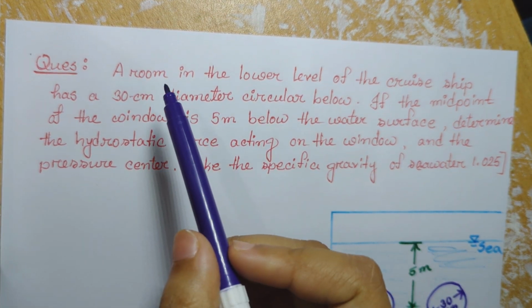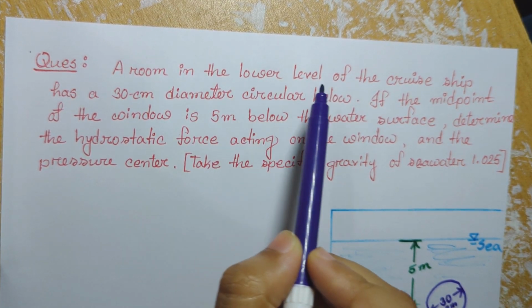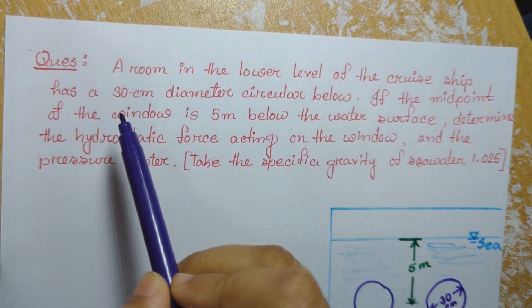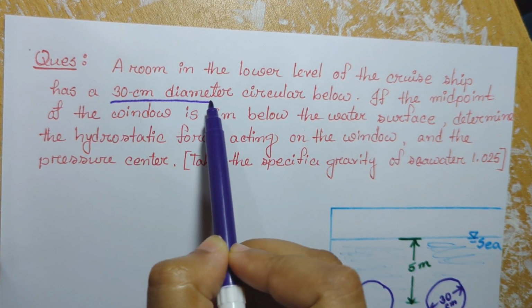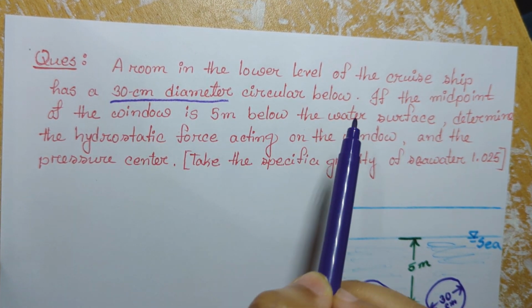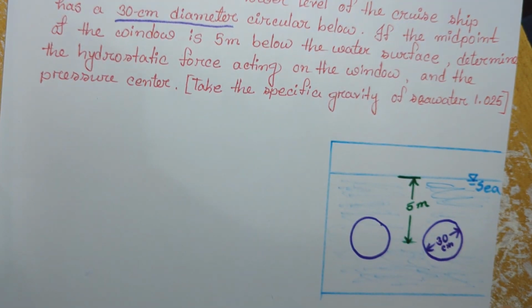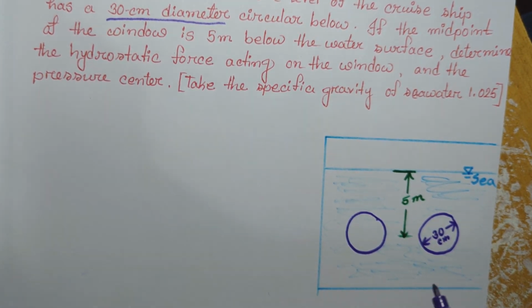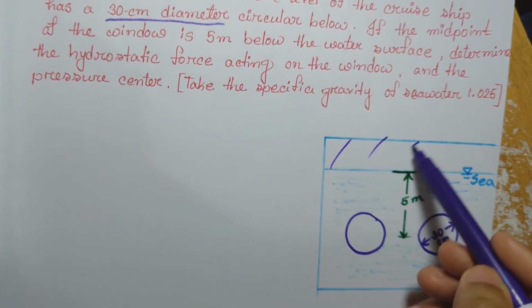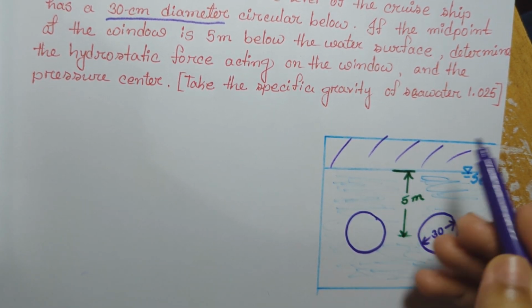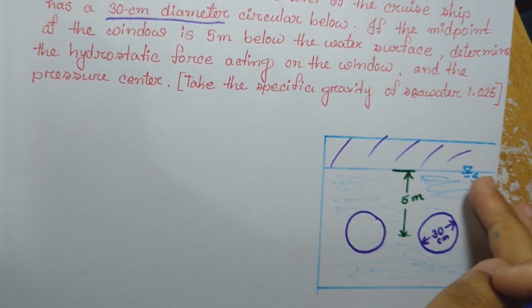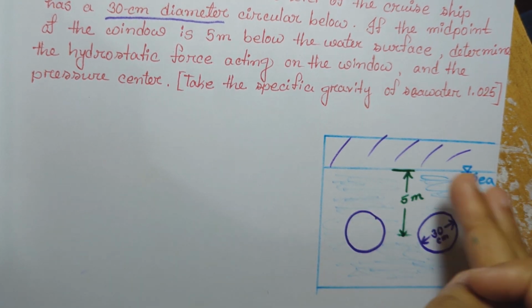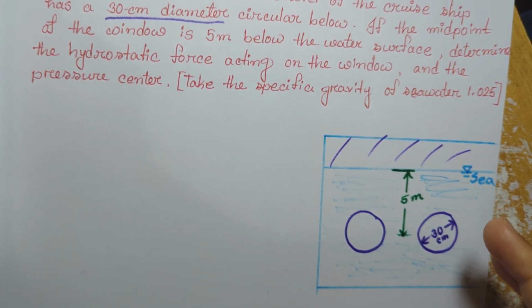Here in the question they said that a room in the lower level of the cruise ship has a 30 centimeter diameter circular window. Suppose this is sea water or any kind of fluid where a cruise ship is going, and this is the upper portion above the water, and from here our sea level starts, this part under the water, sea water.